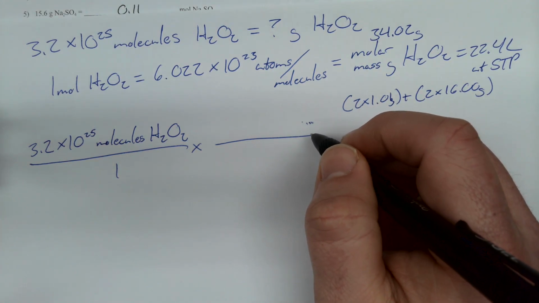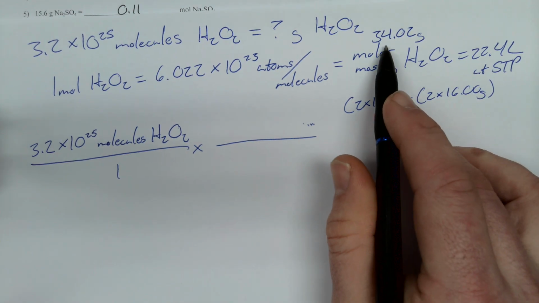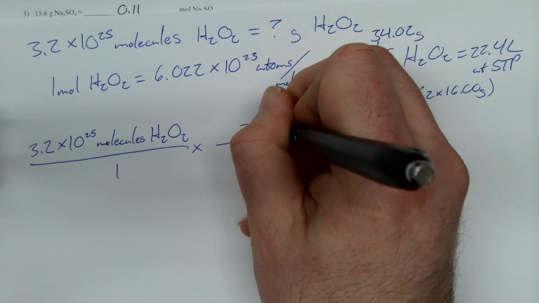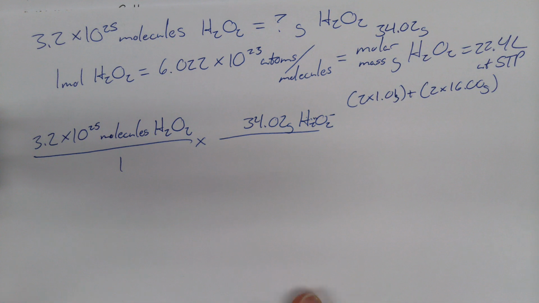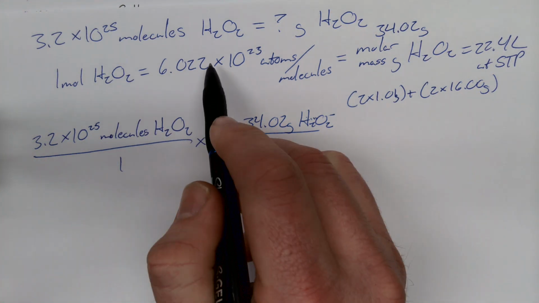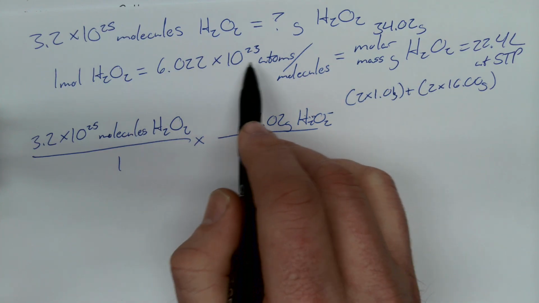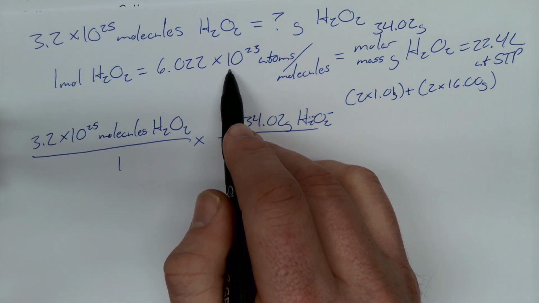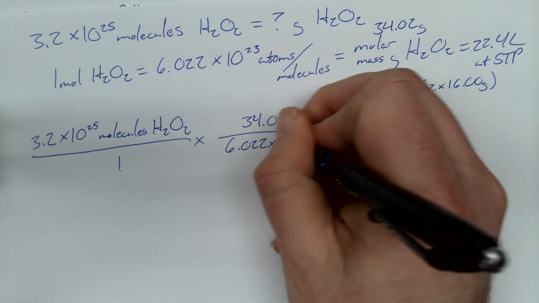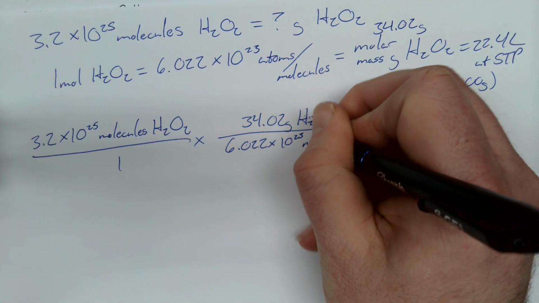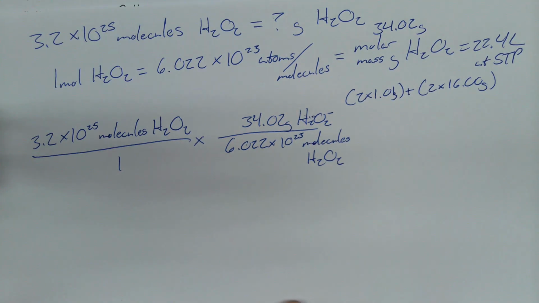What do I want? Grams. My grams, 34.02 grams H2O2. What do I want to put in the bottom? Do I want to put mole, atoms, or liters? Moles. Not moles. I want this right here. Molecules. Atoms, molecules. 6.022 times 10 to the 23 molecules H2O2.